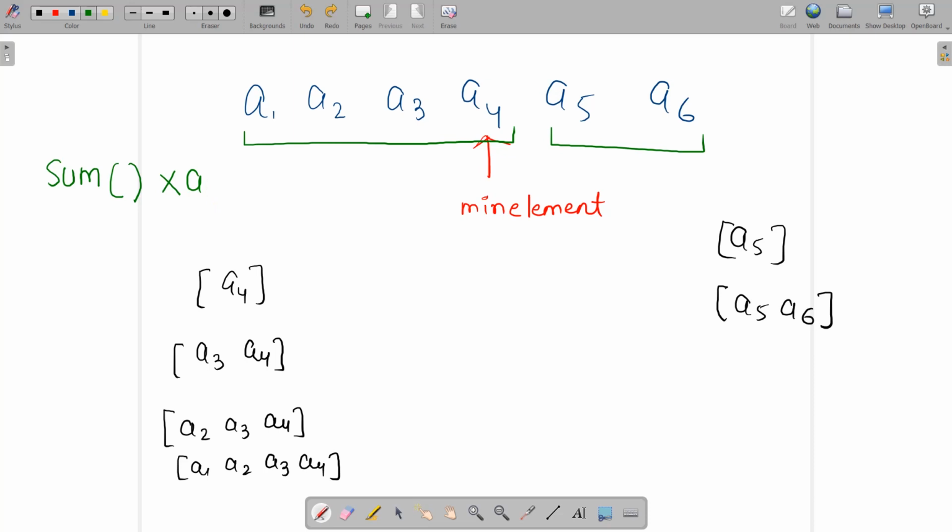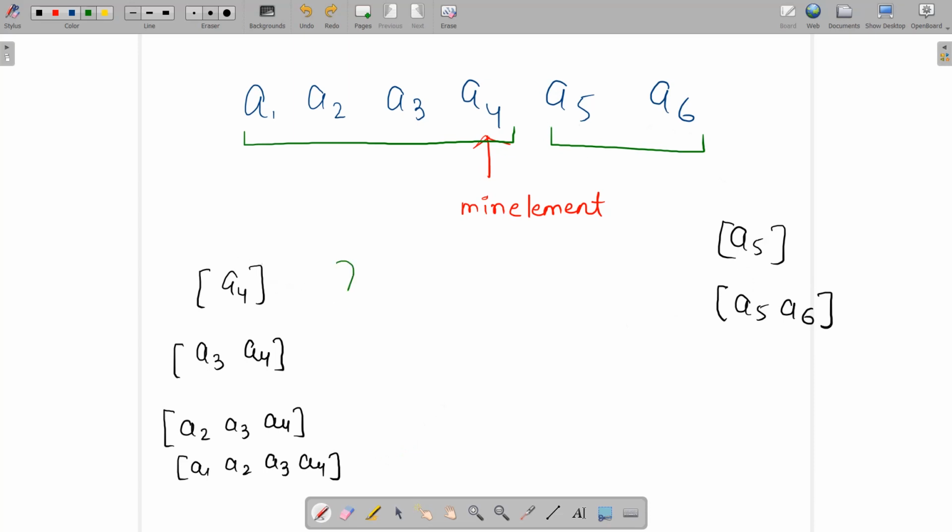Okay, so what I will do is divide this into two parts: from A1 to A4 and A5 to A6. Now you can see I will have the subarrays that will always include this element A4 and lie in the left partition, which are subarrays of this type: A4, A3 to A4, A2 A3 A4 and A1 to A4. And for the right one we have A5 and A5 to A6.